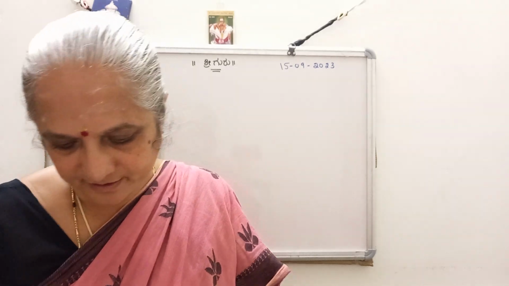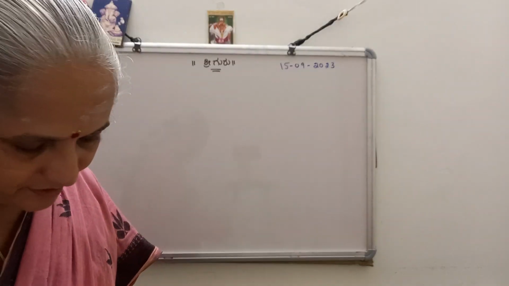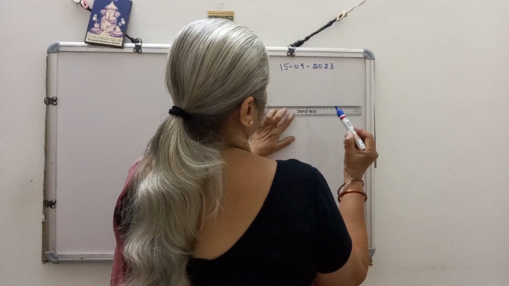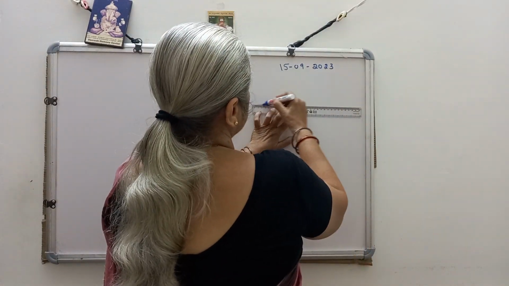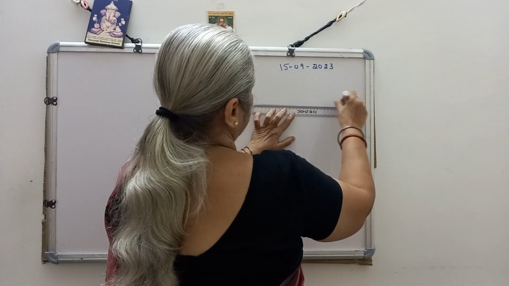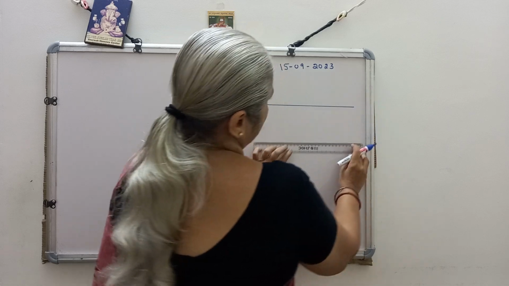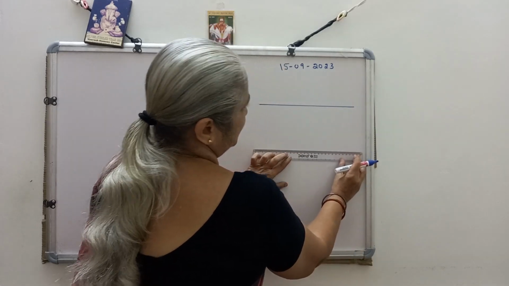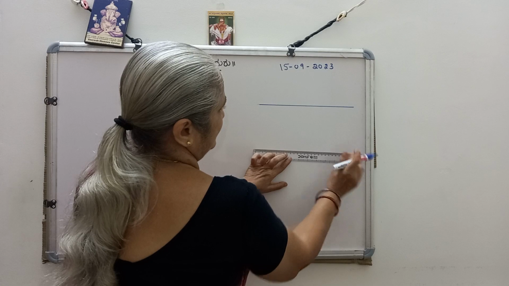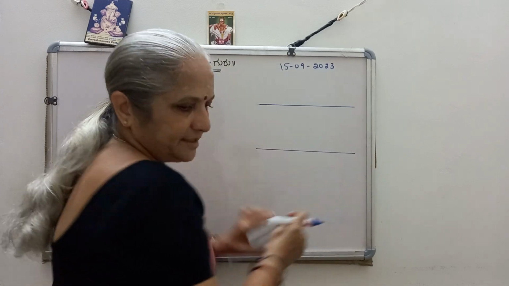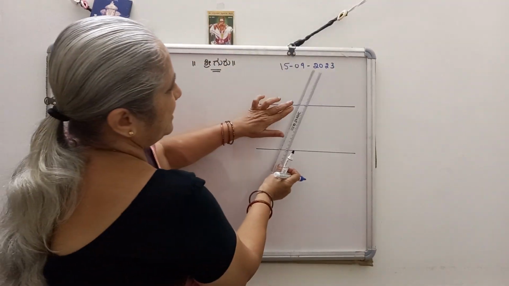In the adjoining figure, identify. Okay, I shouldn't have wiped the figure. Let me draw it once again. Practice makes man perfect. And practice is crucial. You have to practice, children. Once it is saved in your subconscious mind, then no one can erase it.